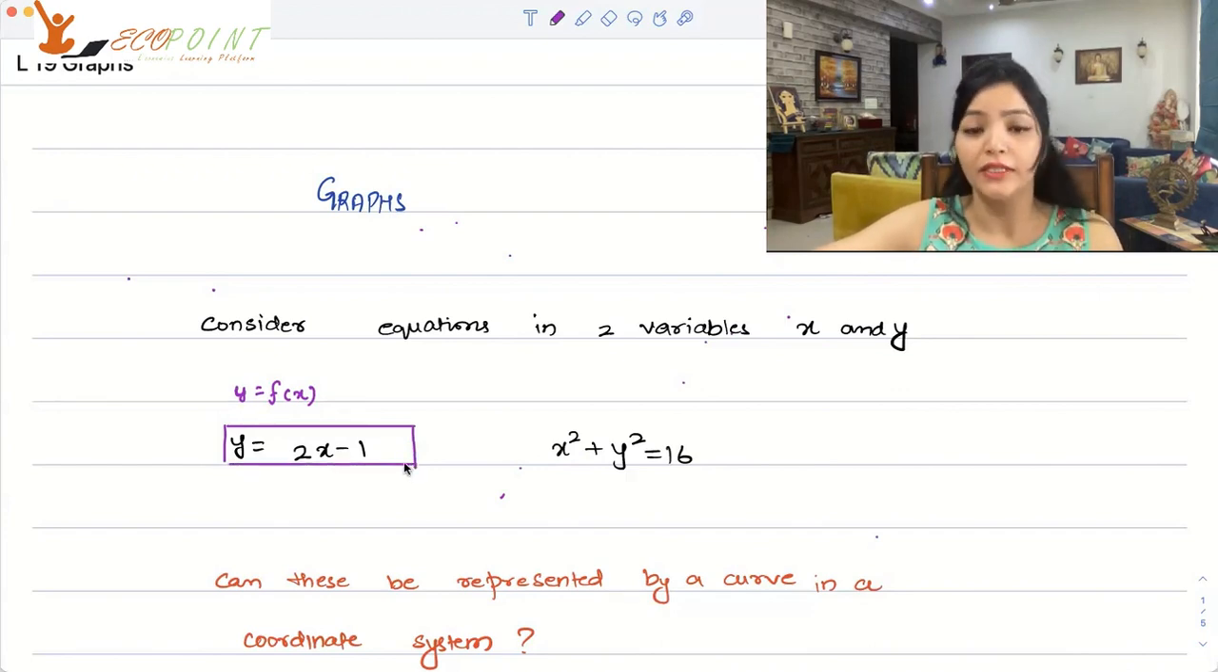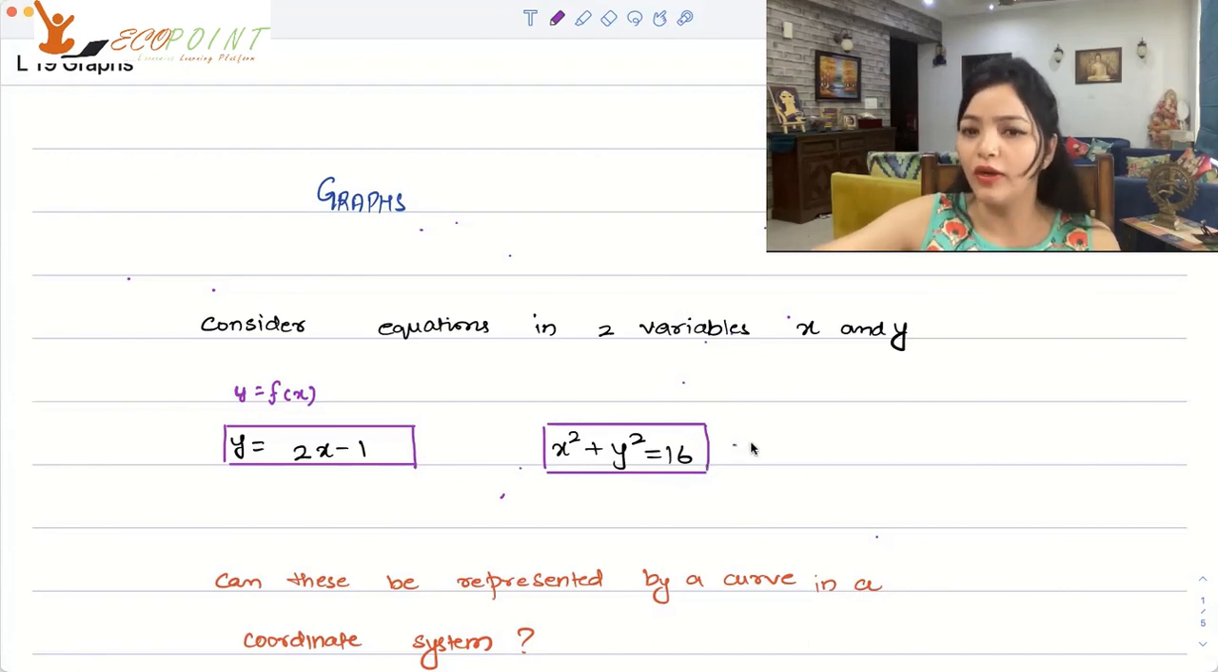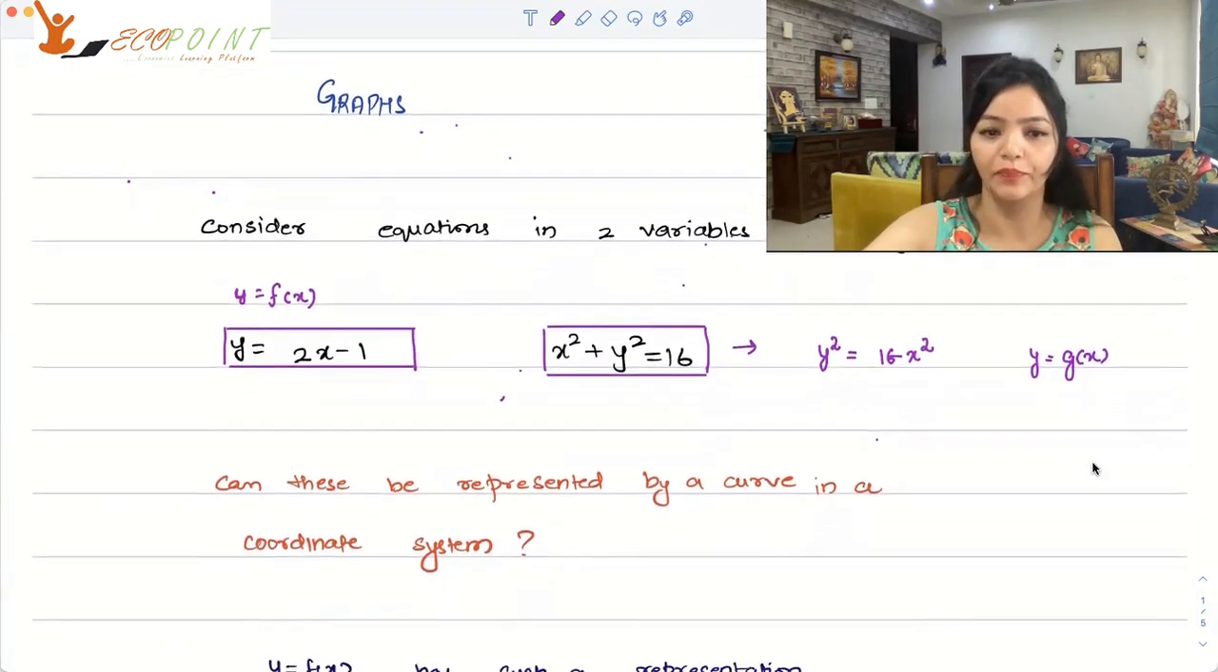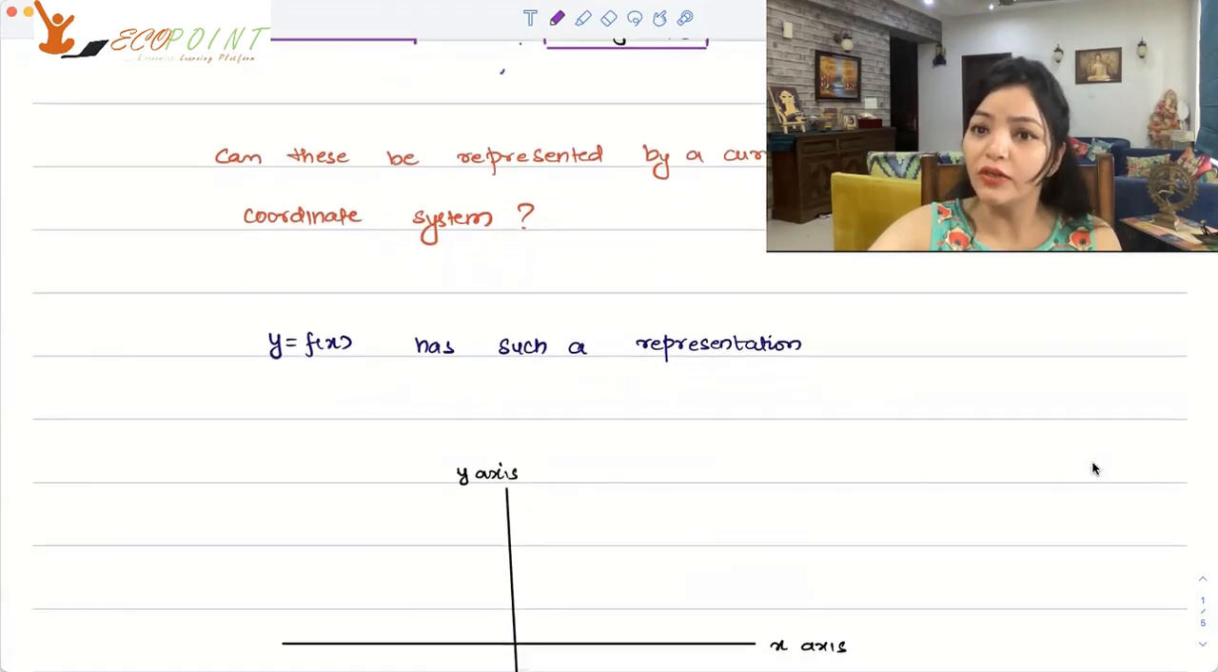Suppose the degree is different. The degree is 2. If you notice, x square plus y square equals 16. Or I can write y in terms of x as y square is equal to 16 minus x square, right? So from here, we can find out that y is equal to some function of x, that is equal to g(x). Now, all these relations can be represented by a curve in a coordinate system. y equals f(x) has such a representation.